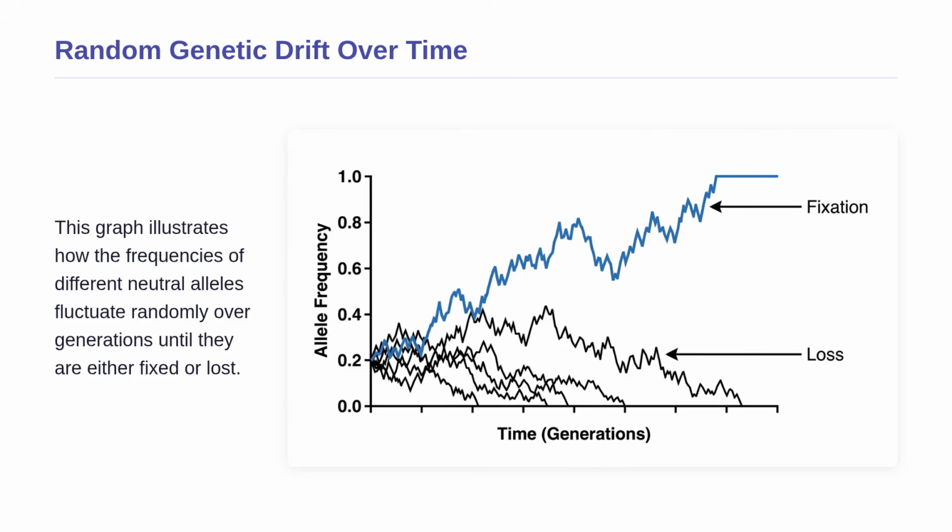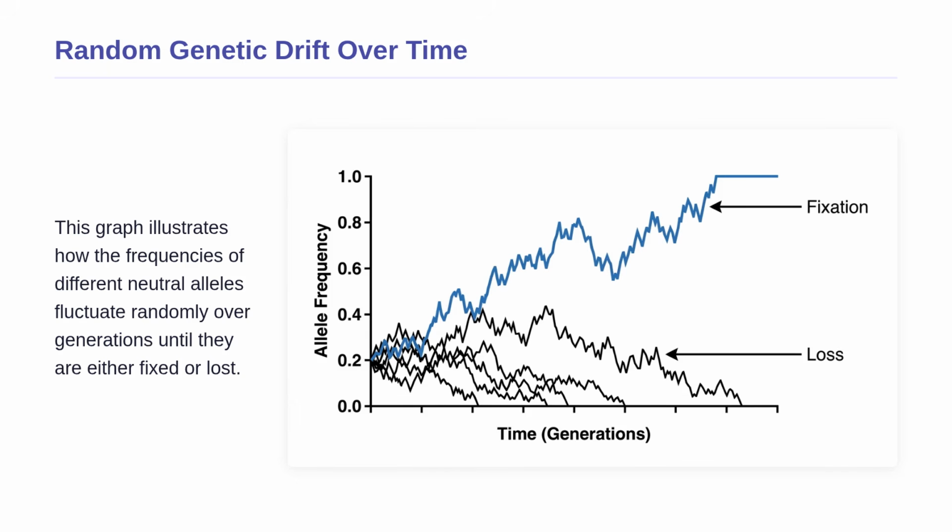Having proven the mathematics, let us visualize this random process. Look at this graph showing random genetic drift over time. The horizontal axis represents time passing over many generations, while the vertical axis shows the allele frequency, ranging from 0 to 1. Each jagged line represents a different neutral mutation that has appeared in the population. Notice how they do not move in straight lines. They fluctuate wildly up and down. This is the random draw in action.